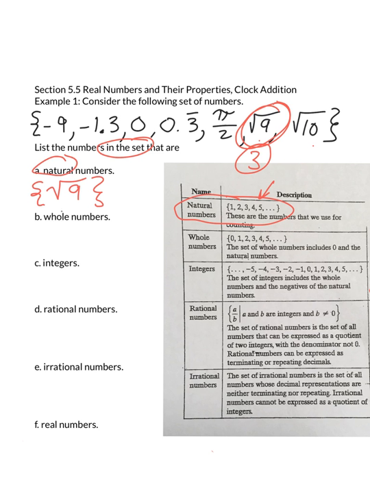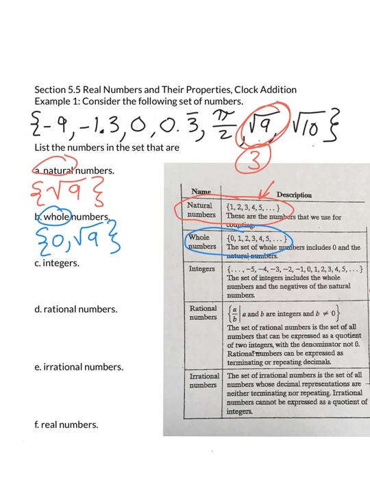B, list all the whole numbers. Well, I'm going to list the natural numbers plus 0. If you see 0 in the set, and we do, I put in my curvy set bracket in blue there. So here was 0, comma, square root of 9, since that represents 3. Those were all whole numbers.